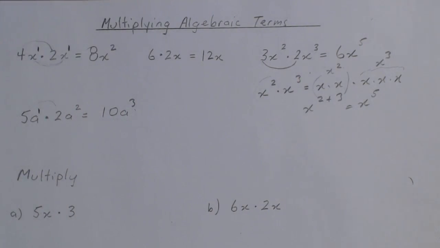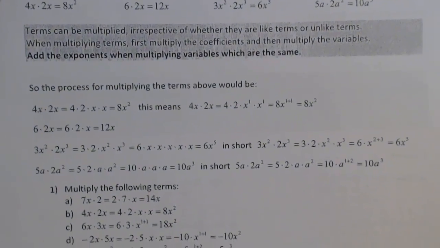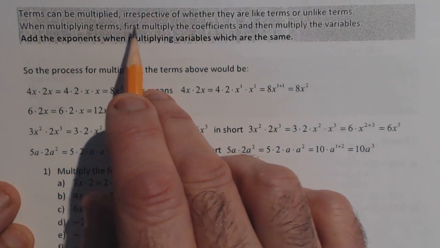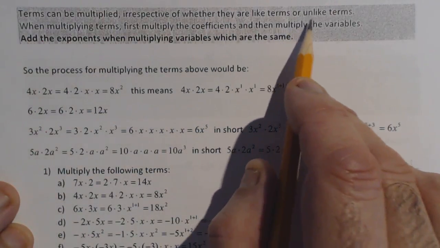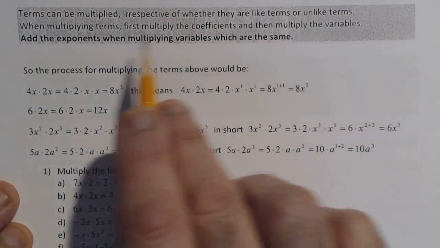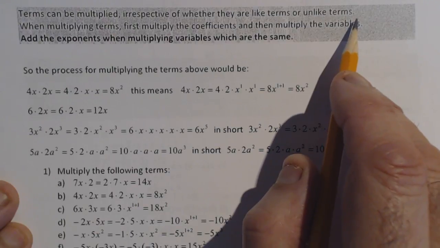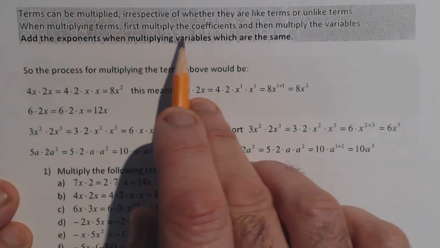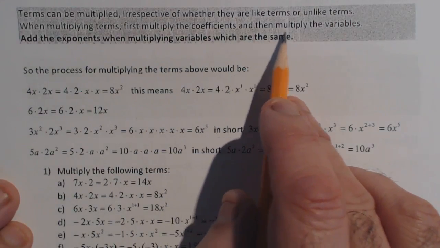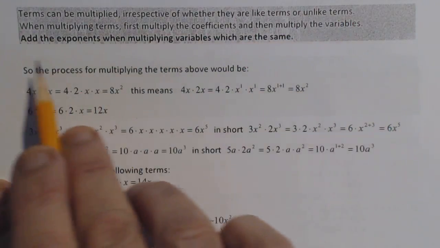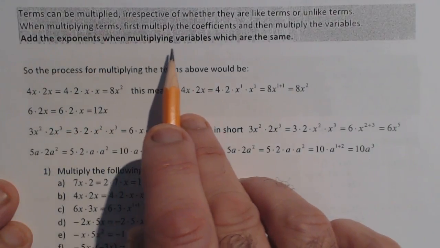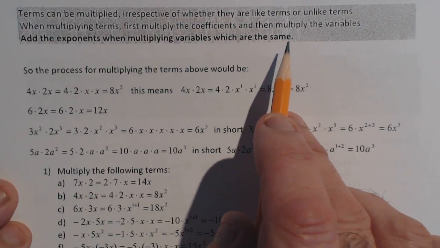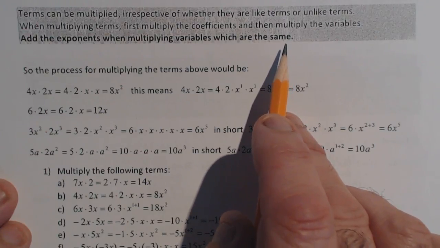Okay, so let's now have a look at the rule. Terms can be multiplied irrespective of whether they are like terms or unlike terms. So we're multiplying terms now, not adding or subtracting. Now when multiplying terms, first multiply the coefficients and then multiply the variables. Add the exponents when multiplying variables which are the same. So the variables have to be the same to add the exponents.